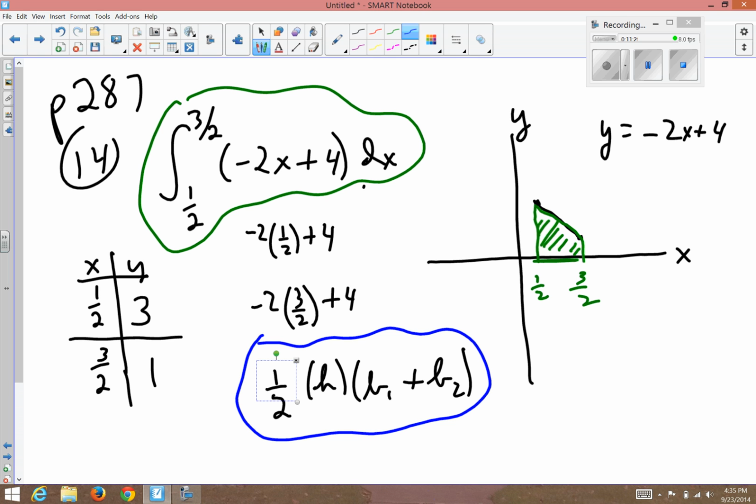The B1 and B2 are the bases. Base does not mean bottom. The bases of a trapezoid are the parallel sides. Those are the bases of the trapezoid. The H, you say height, but that means the distance between the parallel sides, the distance between the bases. So these blue sides are parallel, they're B1 and B2.